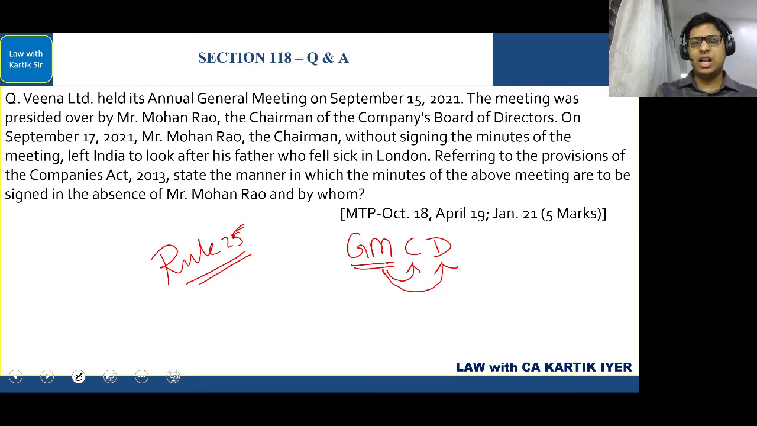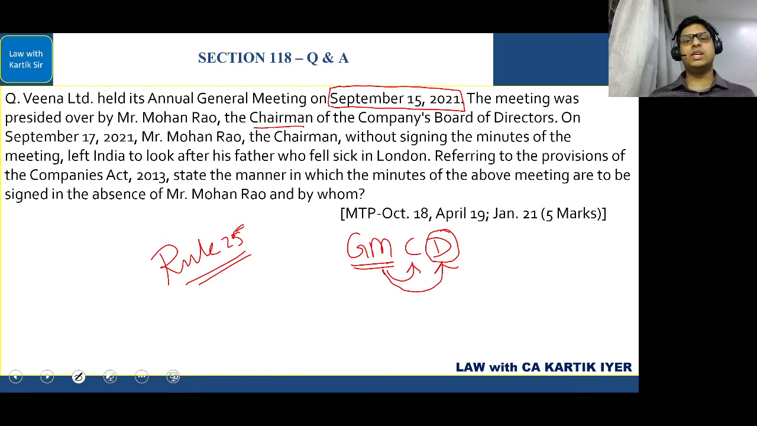This is coming directly into that area. You can see here, Mr. Mohan Rao is the chairman of the company, and Mr. Mohan Rao cannot sign here. So if Mr. Mohan Rao cannot sign because he is traveling out of the country, who can sign it? A director duly authorized by the board can sign it. Now remember, the minutes of the company have to be given within 30 days from the date of the AGM. Easy, so that you have to take care of. Simple. That is what this question was about.